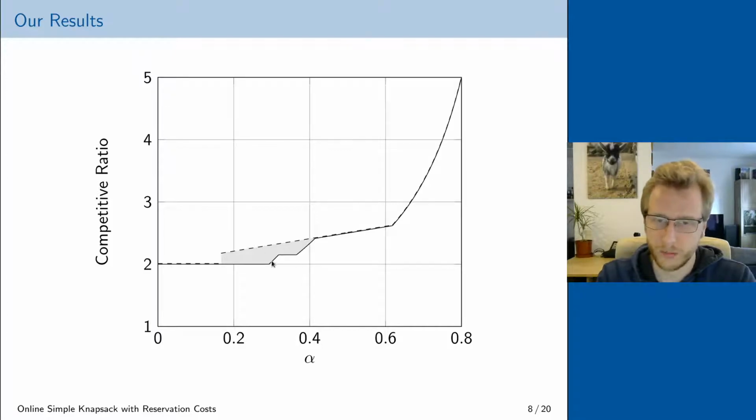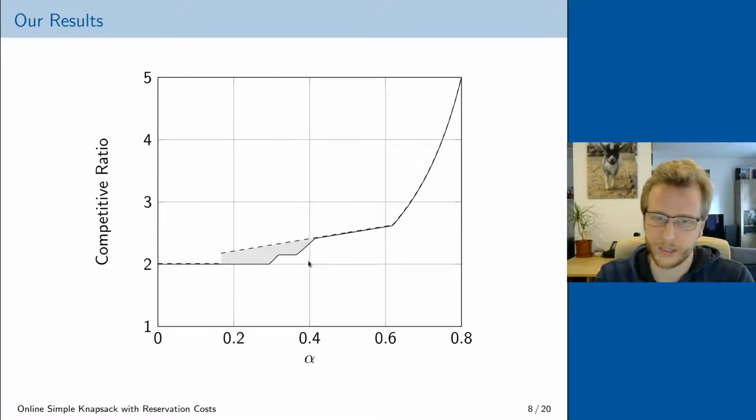Then there's this area right here in the gray, which we weren't able to close when handing in the paper, which is upper bounded by 2 plus alpha, lower bounded here by 2, and there are some different functions here. Then we have this tight area beyond square root of 2 minus 1, which is around 0.41, which is 2 plus alpha competitive, so it's linear. And at the golden ratio minus 1, which is around 0.61, we are also tight, but with a different function of 1 divided by 1 minus alpha.